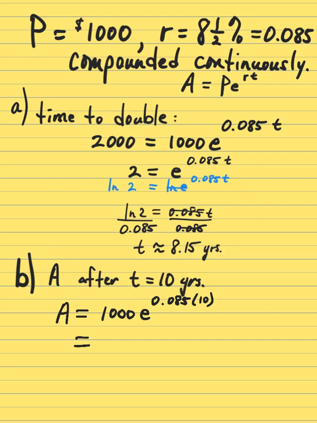I get approximately $2,339, and my last 3 numbers are 646, so that would be 65 cents.